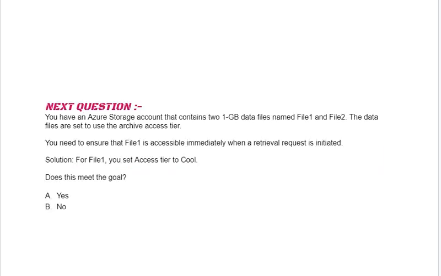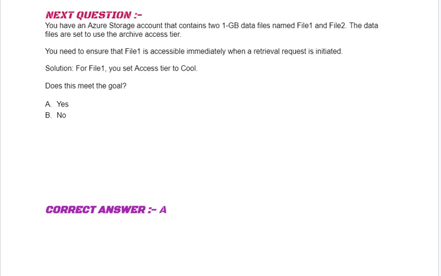Question is, you have an Azure storage account that contains two 1 GB data files named File 1 and File 2. The data files are set to use the archive access tier. You need to ensure that File 1 is accessible immediately when a retrieval request is initiated. Solution: for File 1, you set access tier to cool. Does this meet the goal? Options are yes or no. Correct answer is yes.